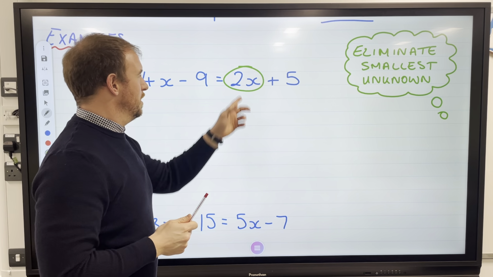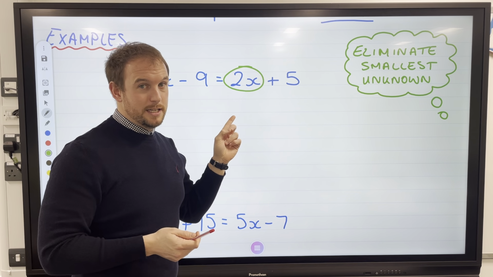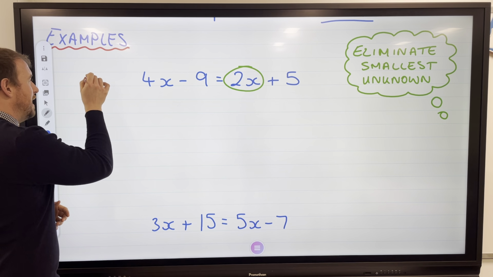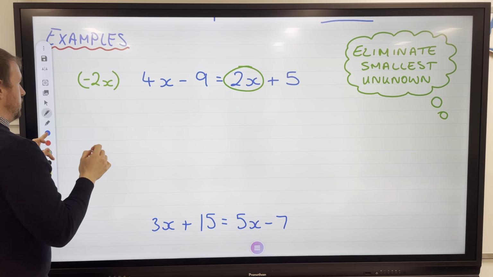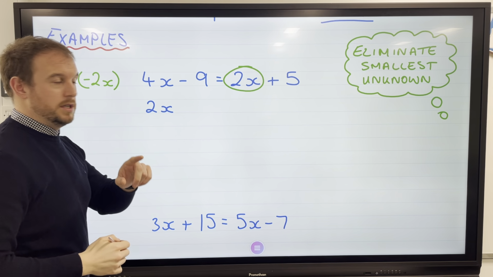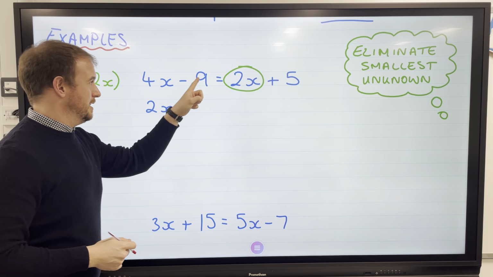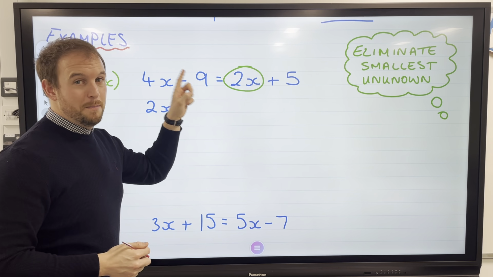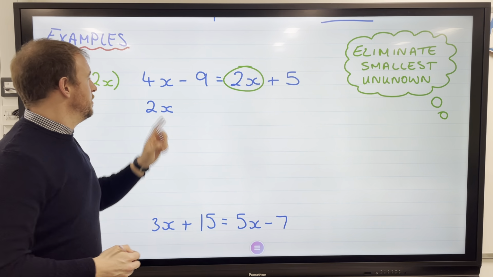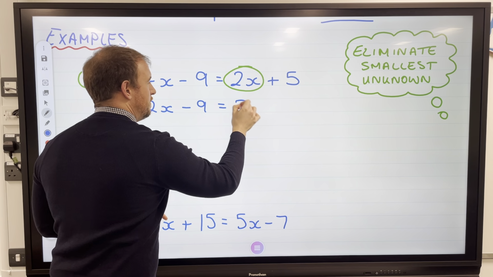Eliminate 2x. Well, 2x by itself is a positive number, okay? So we need to eliminate that, use the inverse operations. Inverse of 2x is minus 2x. 4x take away 2x is 2x. You will notice, look, I only took the x's away from the x here. I didn't take it away from the 9, or the minus 9, because it doesn't have an x. I can only subtract x's from x's. So we've subtracted 2x, the minus 9 we haven't changed, and the 5 we haven't changed.